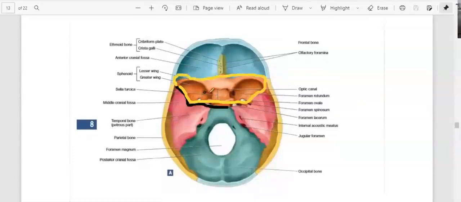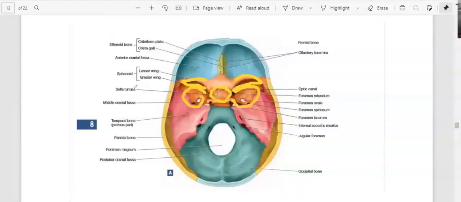The sphenoid bone is going to have lesser wing, and this one right here is going to be the greater wing. This part right here is going to be the sella turcica, and there's going to be quite a few holes in there. So therefore, you have foramen spinosum, foramen lacerum right here, and the optic canal. These are going to be for the nerves coming from your eyes.